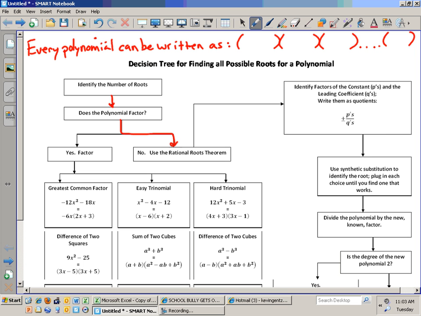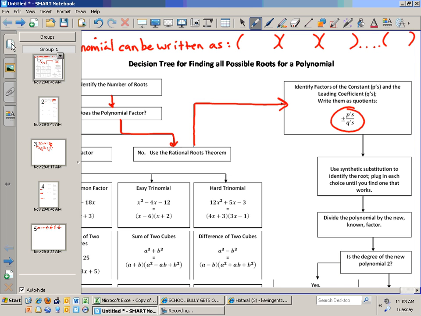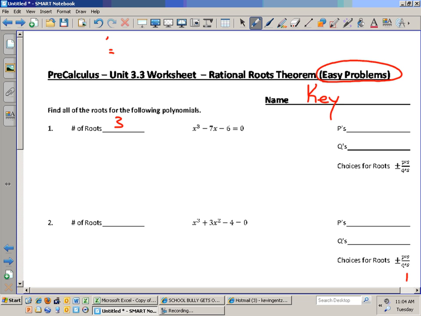So if the polynomial has a solution that can be expressed as a fraction, at least one of the solutions will be one of the p's divided by one of the q's. And if you look, it says use the rational roots theorem. And the way that we start is we identify factors of the constant, the p's, and the leading coefficient, the q's, and we write them as quotients just like so. So that's what I'm going to do next. I have this piece right here. I need to identify my p's and my q's. Now, the p's are factors of this. And the q's are factors of that.